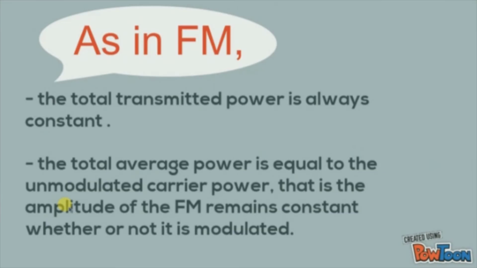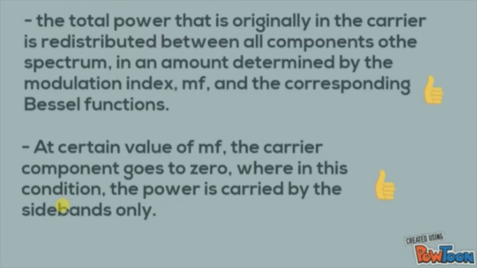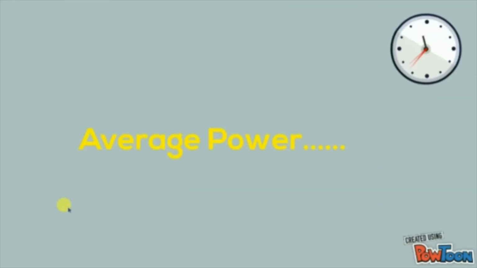In frequency modulation, the total transmitted power is always constant and the total average power is equal to the unmodulated carrier power, that is, the amplitude of the frequency modulation remains constant whether or not it is modulated. In effect, in frequency modulation, the total power that is originally in the carrier is redistributed between all components of the spectrum, in an amount determined by the modulation index, MF, and the corresponding Bessel functions. At certain values of modulation index, the carrier component goes to 0, where in this condition, the power is carried by the sidebands only.